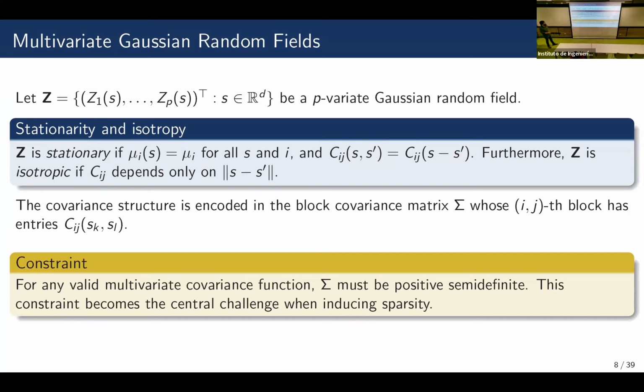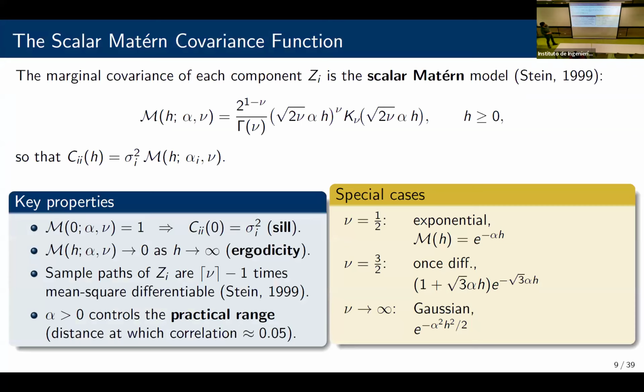Okay, so classically, in one dimension, people often use this model, which is called the Matern model, introduced by Matern, but Stein has almost all the literature review about this. It's called the Matern because it was proposed in the thesis work from Matern in Sweden.